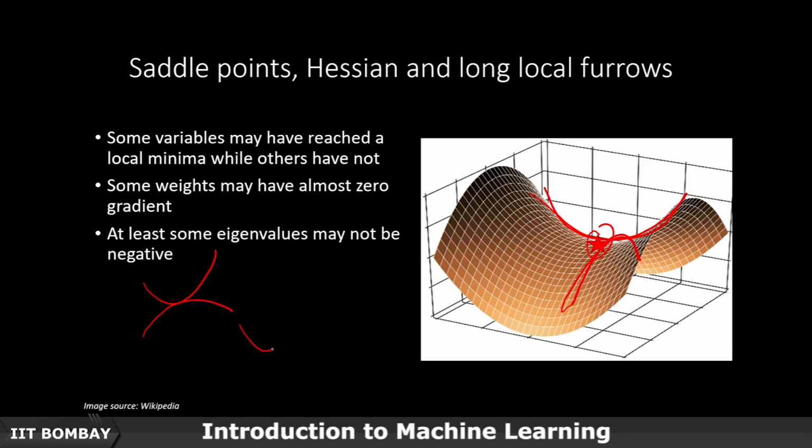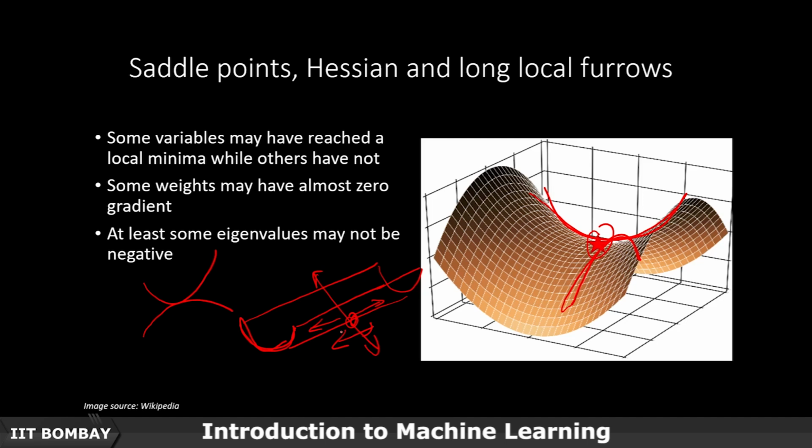Another could be that we have long furrows, so think of half a pipe, like a drain pipe. In one direction we have almost zero gradient. In the other direction, the transverse direction, we have a minima. So here also we can get stuck. We don't know whether to go here or whether to go here in that drain. Let's say this drain is flat, not sloping, and so these are the more interesting points.